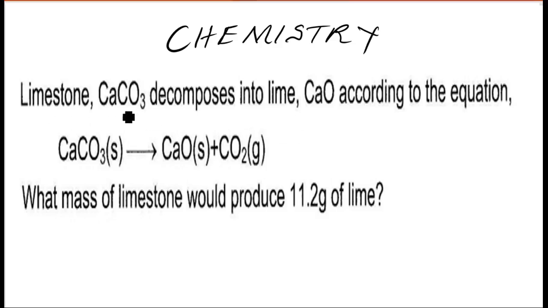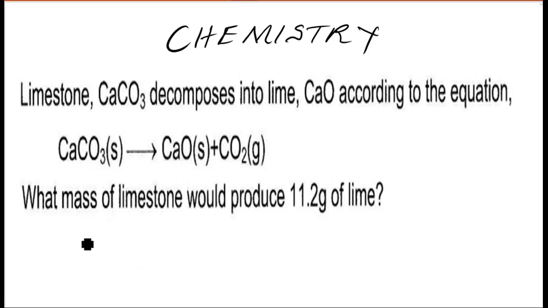So limestone or calcium carbonate decomposes into lime, which is calcium oxide, according to the equation. So calcium carbonate or limestone decomposes into lime and carbon dioxide. What mass of limestone would produce 11.2 grams of lime? So the mass of lime that was produced is 11.2 grams. And the question they are asking is what mass of limestone produced 11.2 grams?